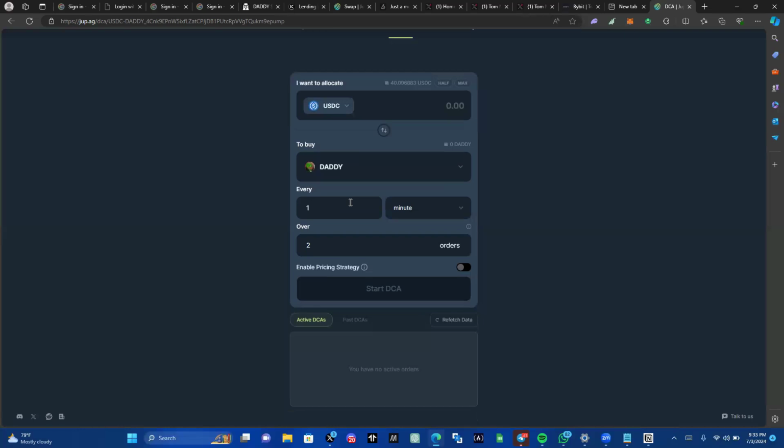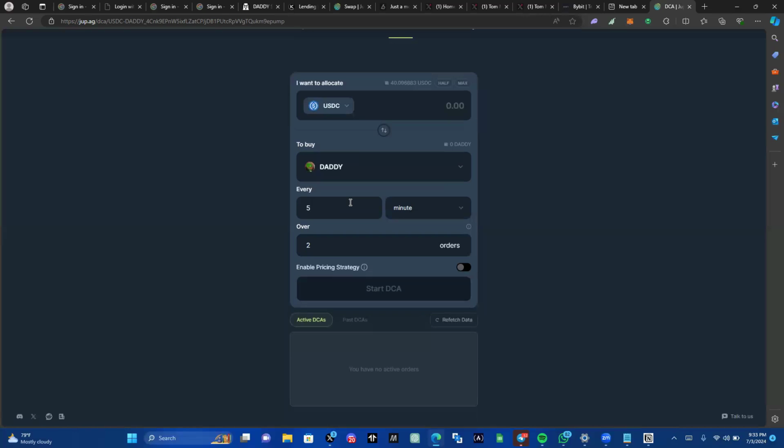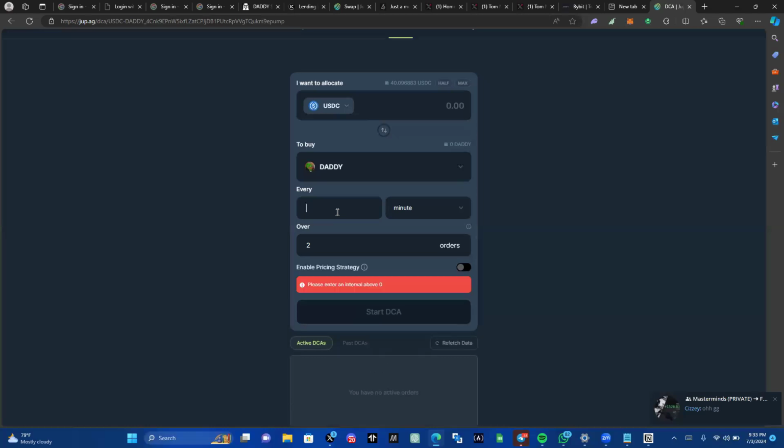You can divide the money into four. Let's assume the token is trading at $2. You put $5, and the token dumps to $1, you put $5 again. That means the average price you bought the token at will be around $1.5, because the first buy was at $2 and the second buy was at $1.